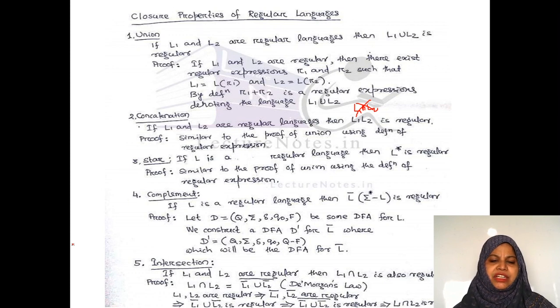Next one is intersection. If L1 and L2 are regular, then L1 intersection L2 is also regular. Intersection and concatenation are different. If L1 and L2 are both regular languages, then L1 L2 is regular, and L1 intersection L2 is also a regular language. Here no need to go for the proof, you just have to remember the various types of closure properties of regular languages.